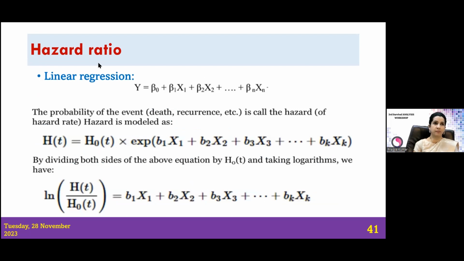So this is the mathematical expression. In linear regression, we express the equation like this, where y, the dependent variable, is equal to beta 0, which is a constant, plus the coefficients beta 1 x1, beta 2 x2, and these x1, x2 are the predictor variables. Here, in the case of a hazard, it is expressed like this: hazard h at time t is equal to h0 at time t, multiplied by the exponent, and in the bracket we take beta 1 x1 plus beta 2 x2 like this.